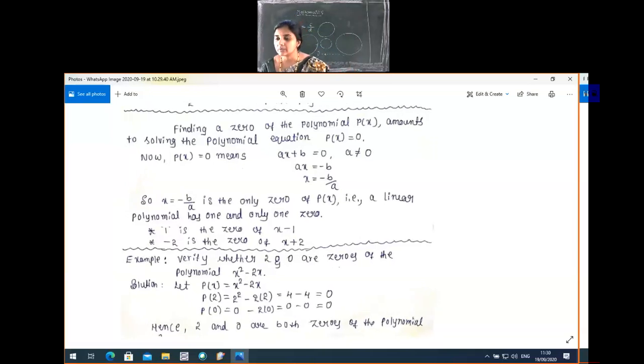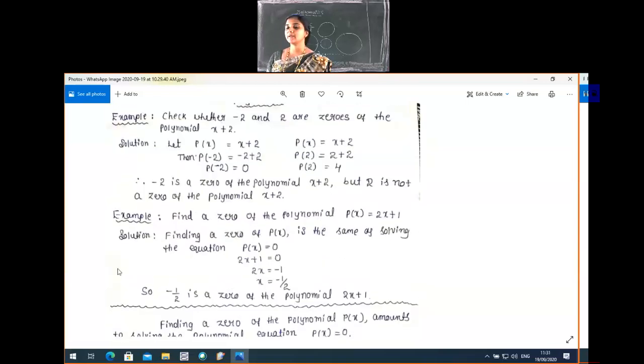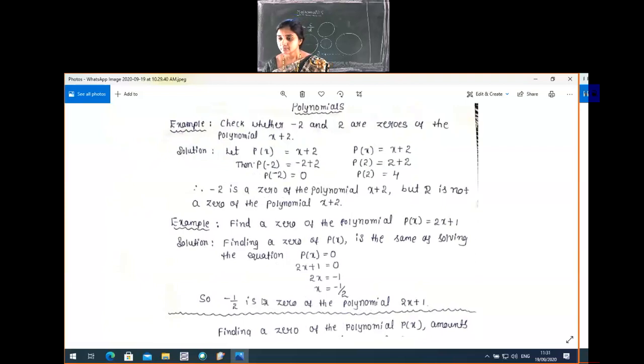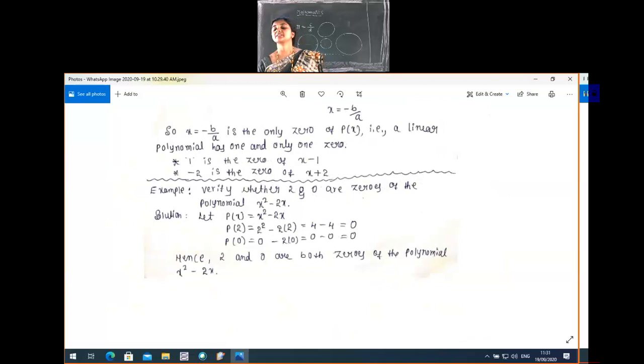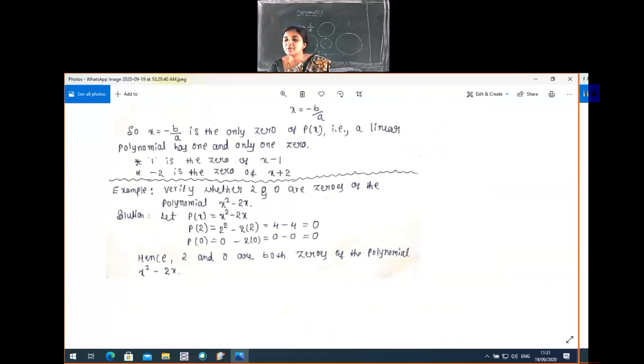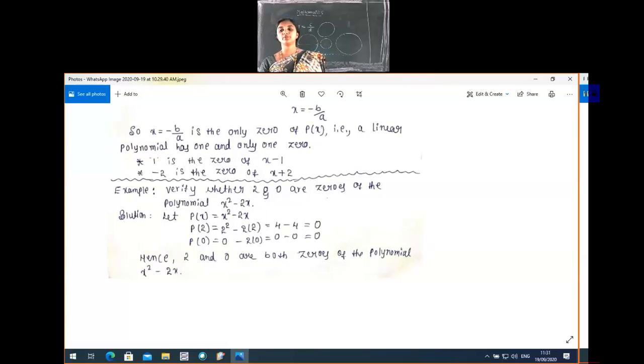Okay, so now one last example, verification: whether 2 and 0 are zeros of the polynomial x square minus 2x. We have to check whether these 2 and 0 are zeros of the polynomial. First, write the polynomial in standard form. Polynomial of variable x, P of x, is equal to x square minus 2x. Now we have to check both 2 and 0.